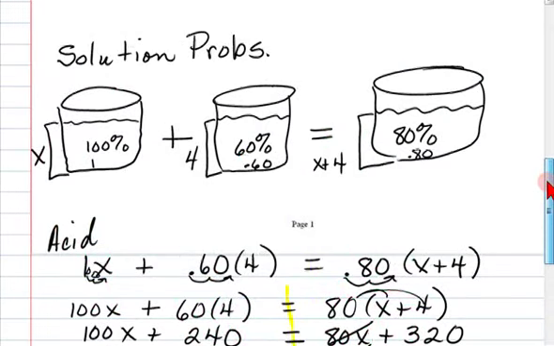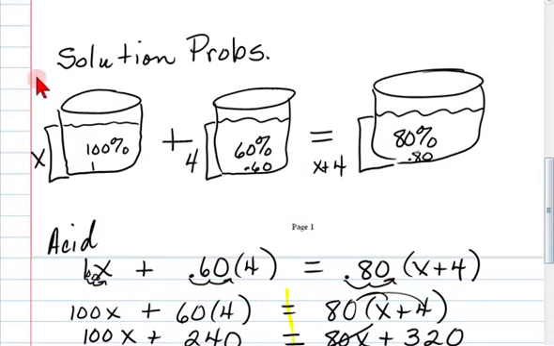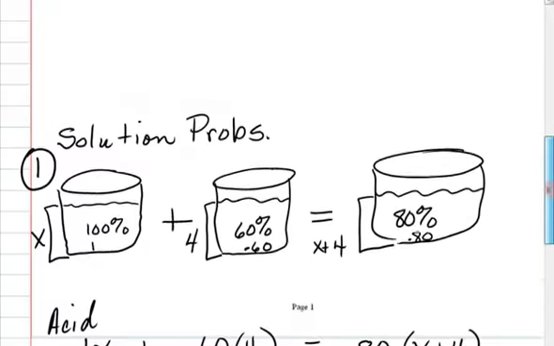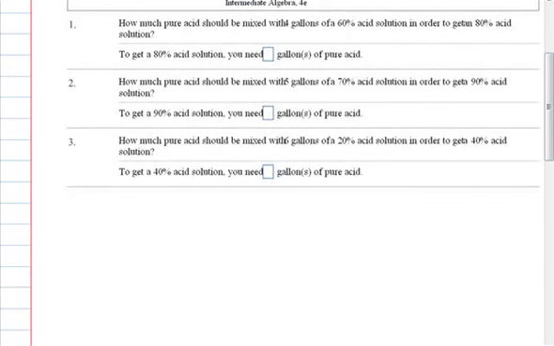Okay, anybody have a question on that one? This in MathLab was question number 1. All right, let's look at question number 2. I'm going to scroll back up to where the questions are. I know that it's probably too tiny for you to read, so I'm going to read it out loud to you. Number 2 says, how much pure acid should be mixed with 6 gallons of a 70% acid solution in order to get a 90% acid solution? I'll review those facts as we draw the picture.